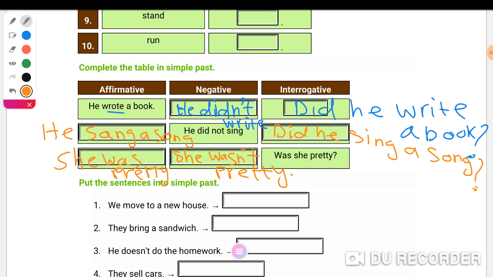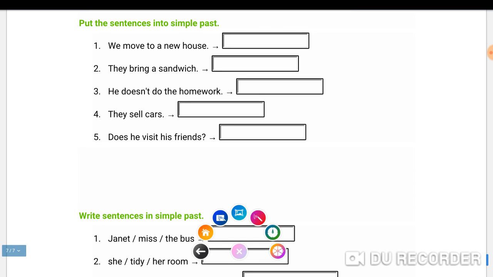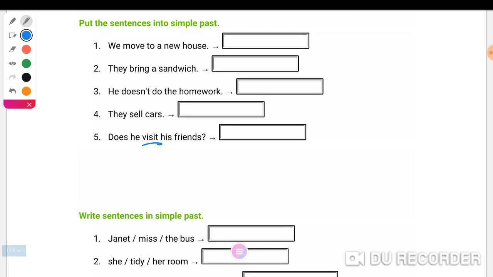We moved to a new house. I wanted to change the whole sentence in the past. I can't write it again, so I will write instead of move, moved, bring, brought, and you can write it by yourself. Doesn't, didn't. Sell, sold. Visit, so it will be, did he visit his friends?